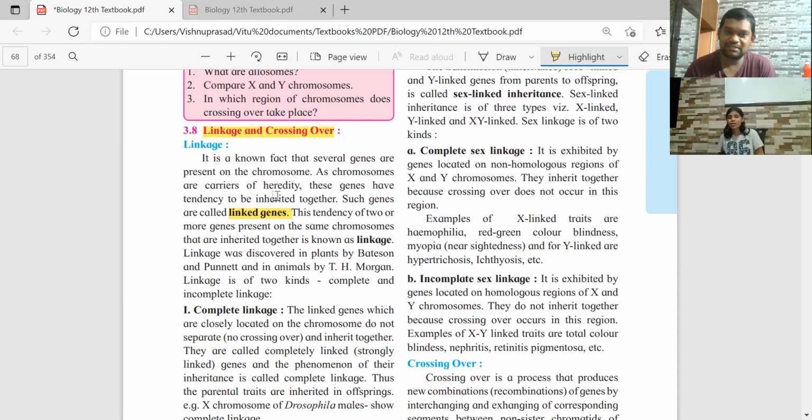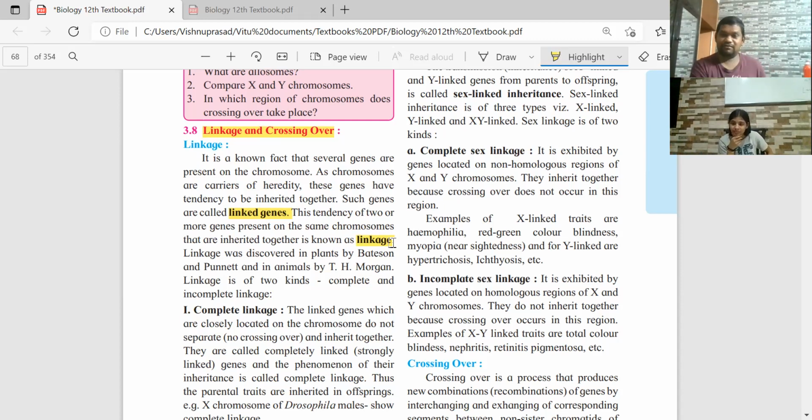They are present on the same chromosome and they have the tendency to be inherited together. This phenomenon, or the tendency of two or more genes present on the same chromosome to be inherited together, is called linkage. Linked genes, linkage, easy.